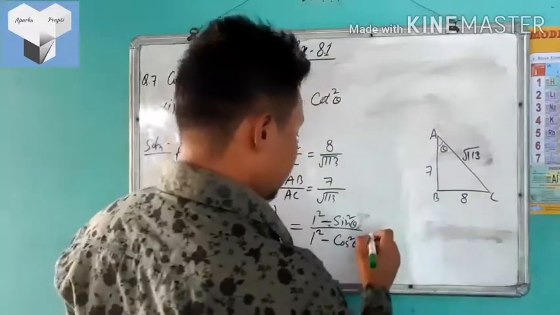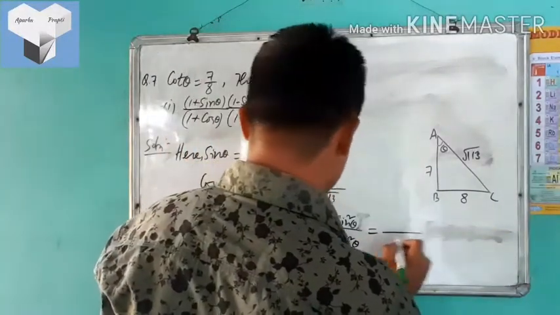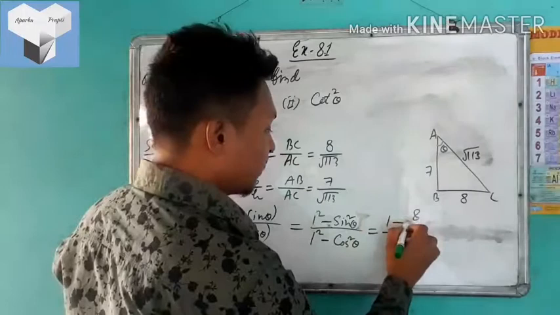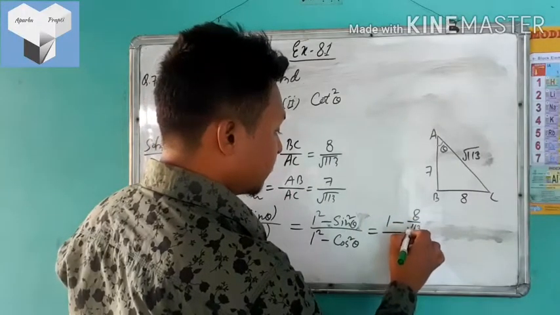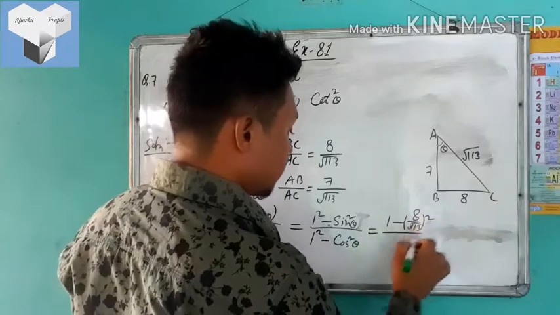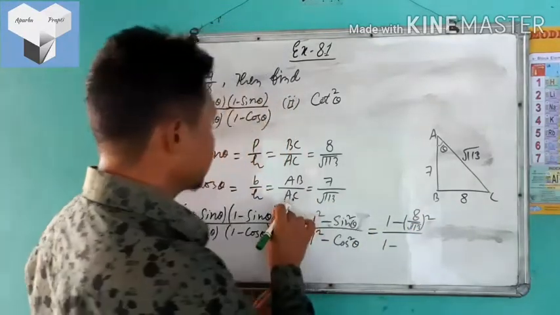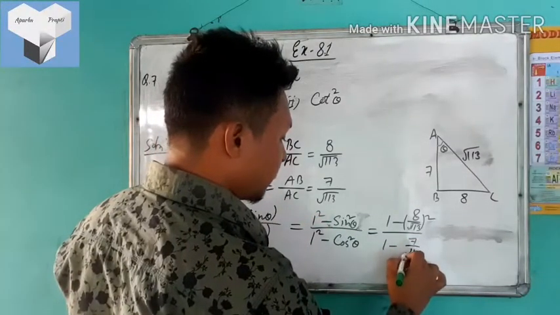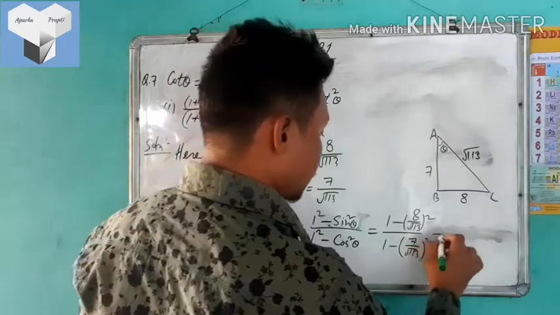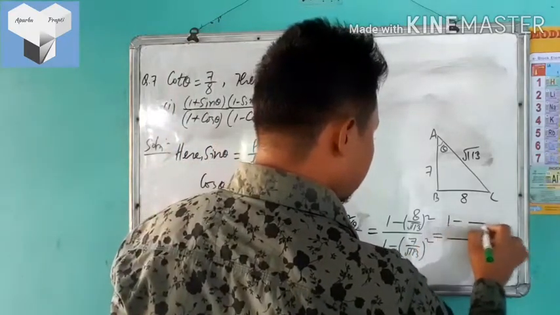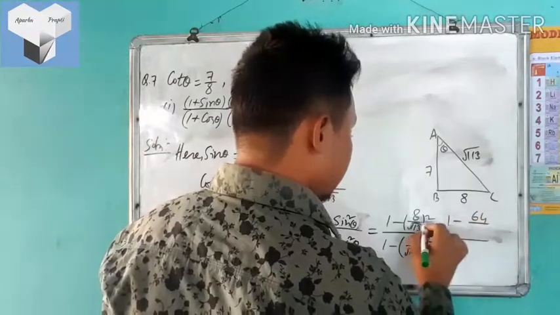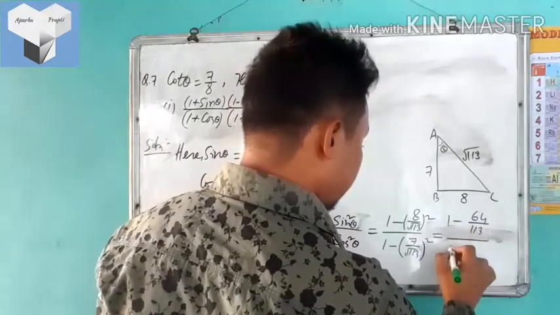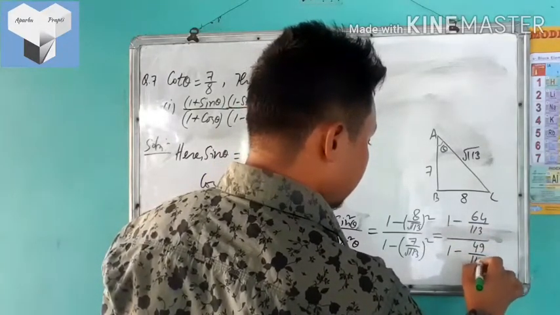So simply put the values here. I am using this, as I already said my board is smaller than your board. 1 minus the value of sin theta, which we have found as 8 by root over 113, squared, divided by 1 minus cos square theta, where the value of cos theta is 7 by root 113, squared. This equals 1 minus the square of 8, which is 64, over the square of the square root of 113, which is 113, so it will be 1 minus 64 by 113, divided by 1 minus 49 by 113.